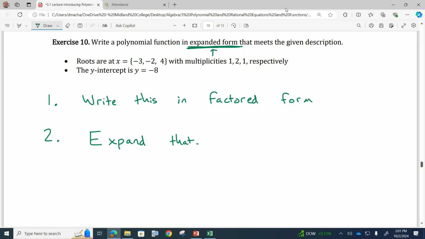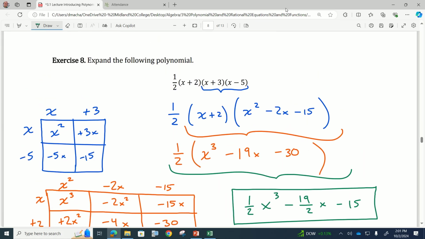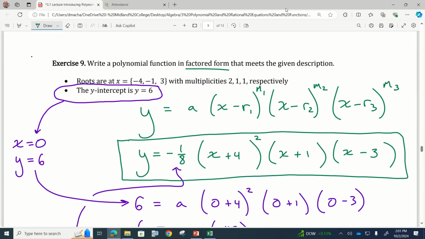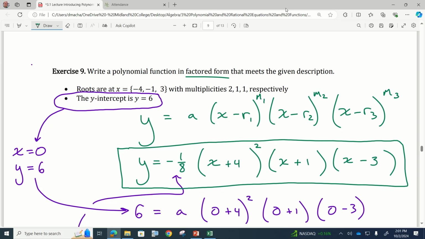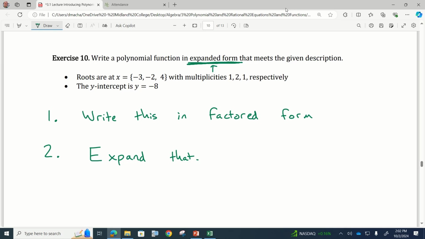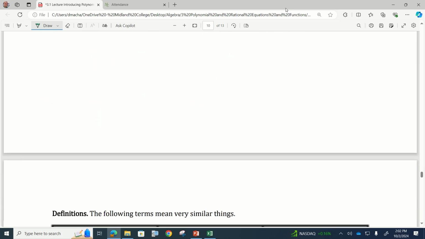And you've already done this skill too, right? You have already taken a previous polynomial in factored form and rewritten it in expanded form. And you know how to take a description like this and write it in the factored form. Now, for this kind of question, you just have to link those two skills together. You write it in factored form first, and then you expand. So I'm going to save you guys a little bit of time. And we'll just leave that like this. Now that you know how to do it.